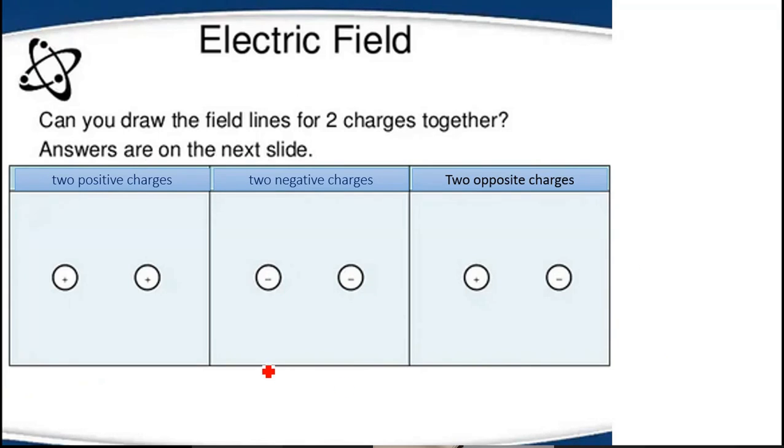Can you draw the field lines for two charges together? When two charges are positive and positive, let's draw. How about positive and positive? The arrows will go away from the positive charges. How about negative and negative?